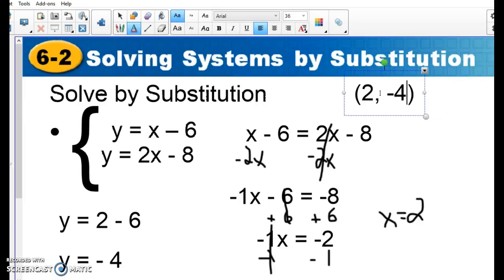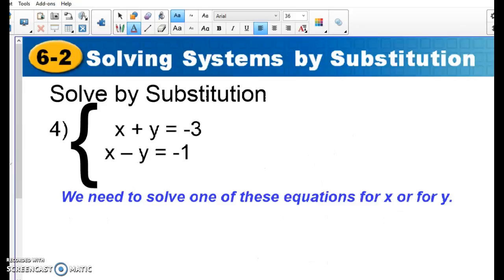And then as always, we can go back and double check these just in case. If my y is negative 4, then negative 4 equals 2 minus 6. We just did that. Yep, 2 minus 6 is negative 4. Or I can plug it in over here. Negative 4 equals 2 times 2, so 2 times 2 is 4. 4 minus 8 is negative 4. Negative 4 equals negative 4. It works. I know I did it right. You don't have to go back and double check it, but it's something we can always do to make sure that we did the problem right.